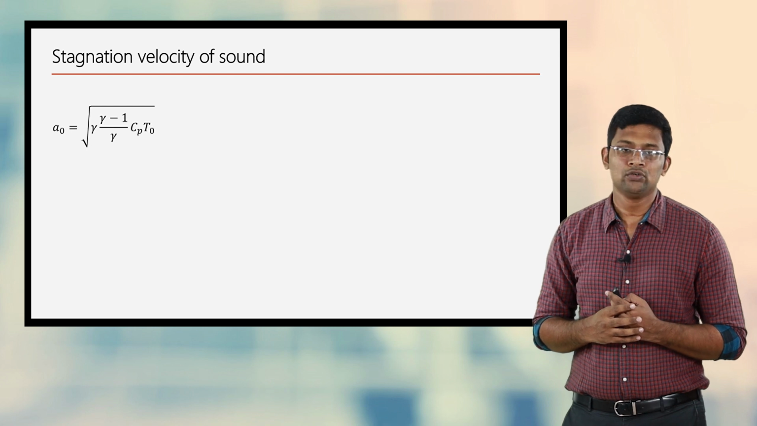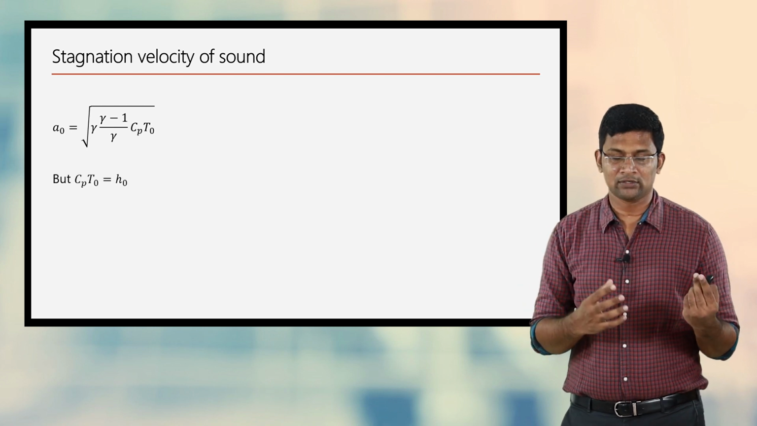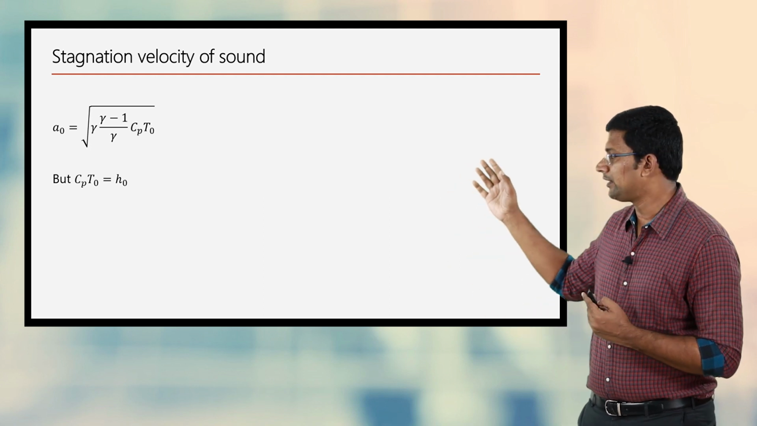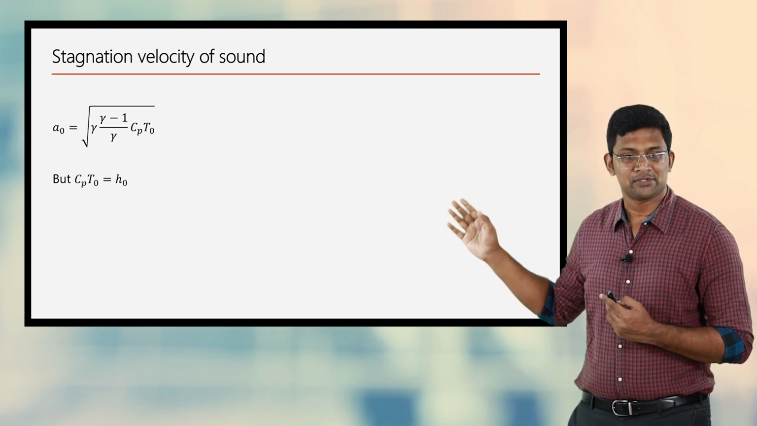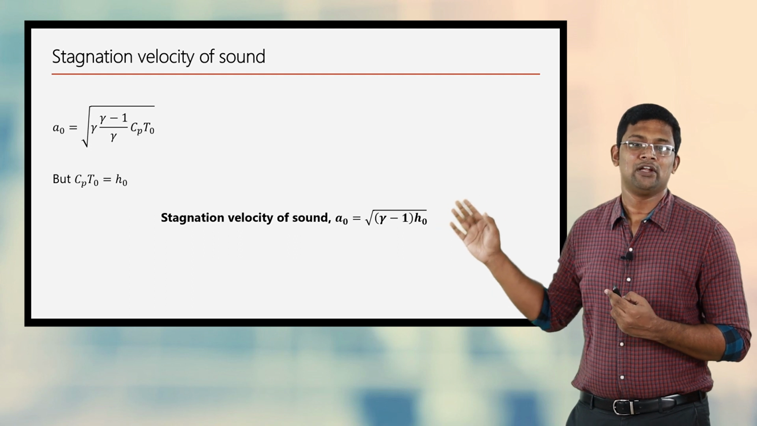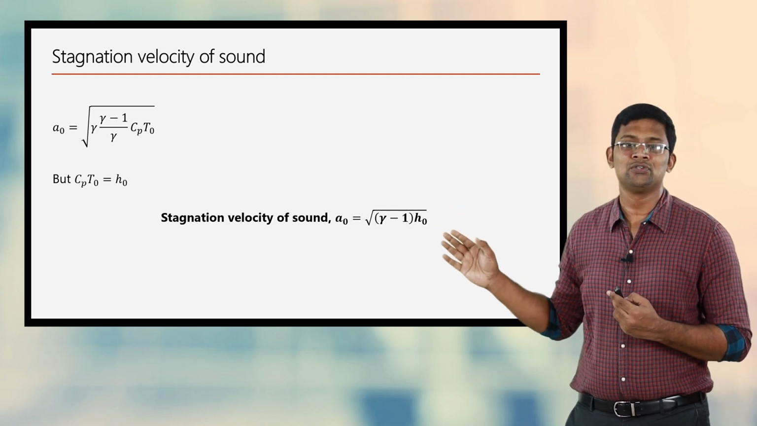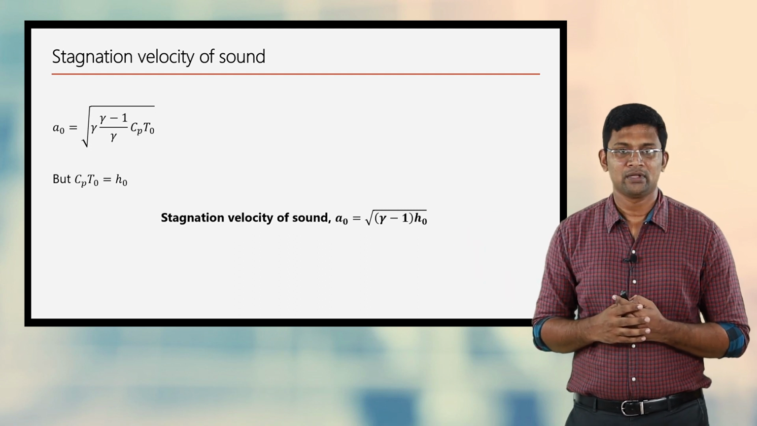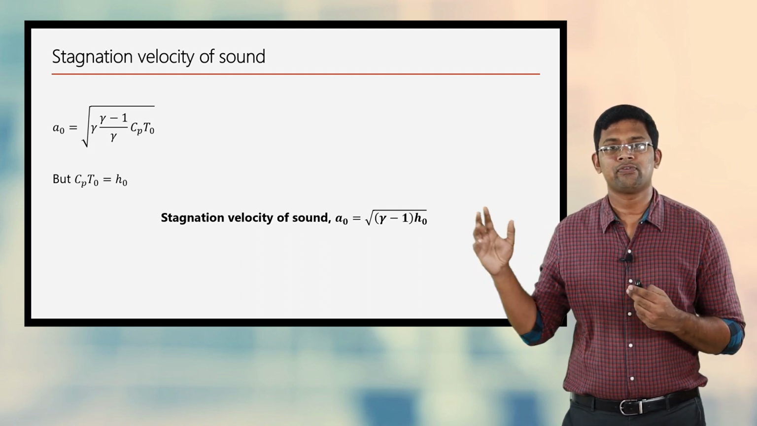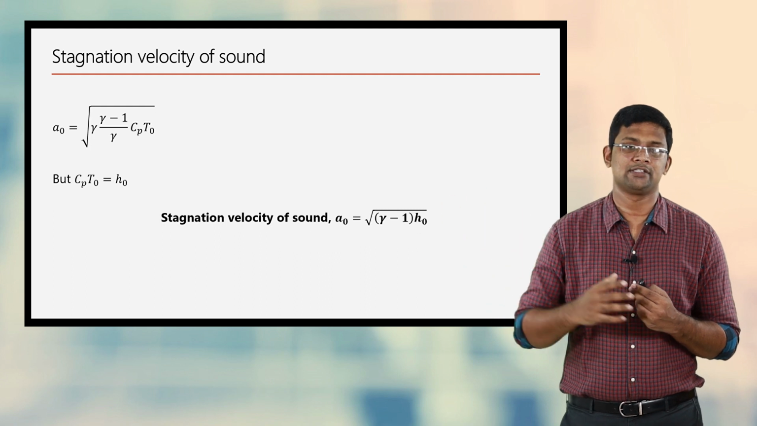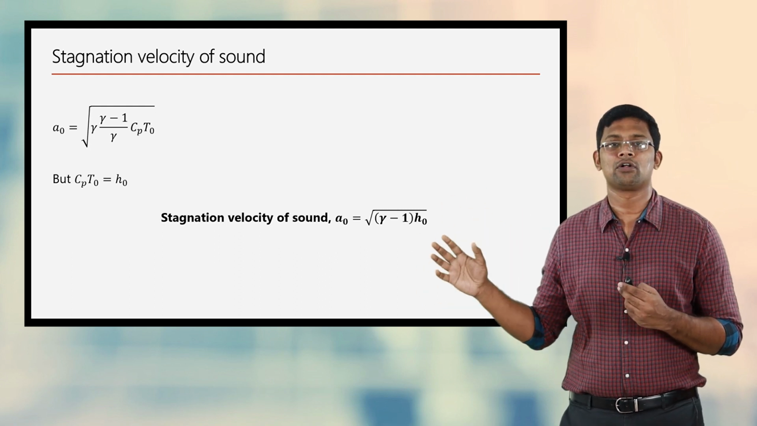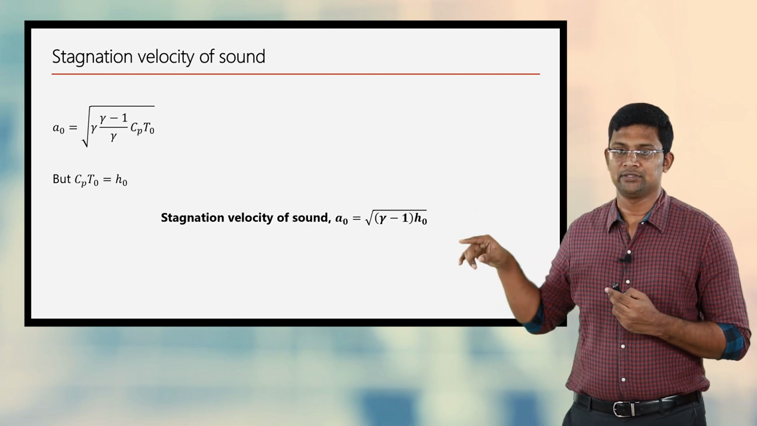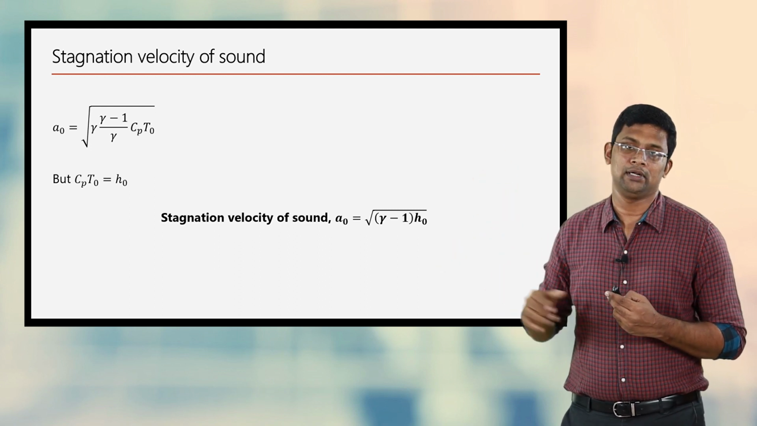Cancelling the terms, and we know the stagnation enthalpy H0 is equal to Cp into T0. So, making such modifications, we can get the expression for stagnation velocity of sound A0 is equal to root of gamma minus 1 into H0. And you don't have to learn by heart all the final expressions corresponding to the stagnation conditions, because all these formulas are available in your data book. But you need to know about the derivation, how you arrived at the final formula.